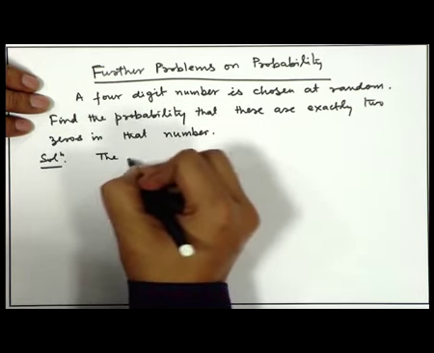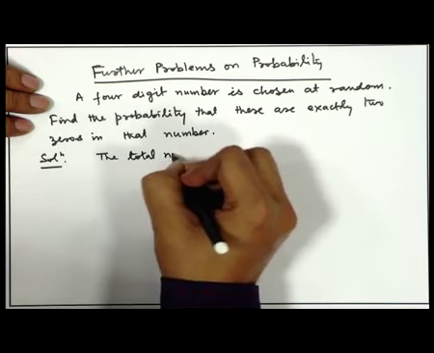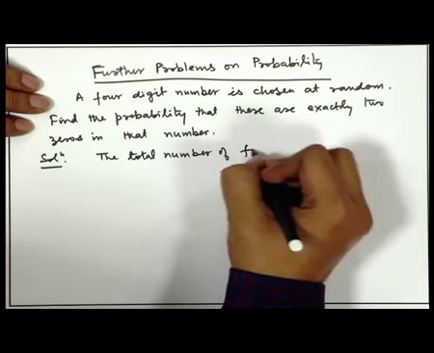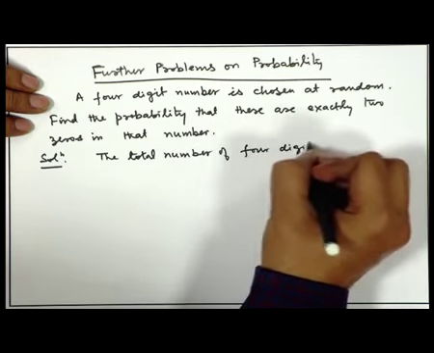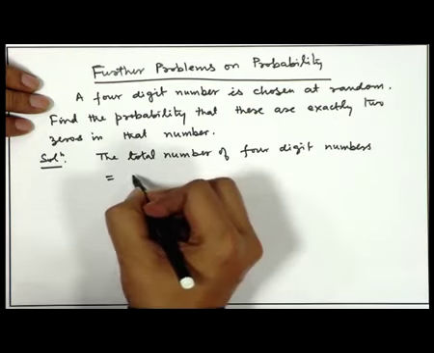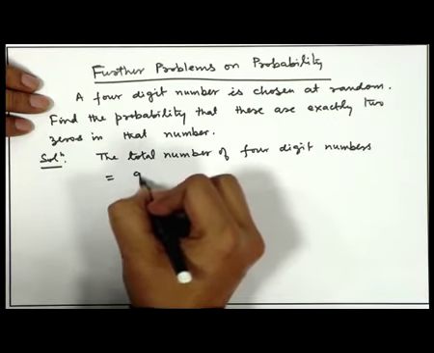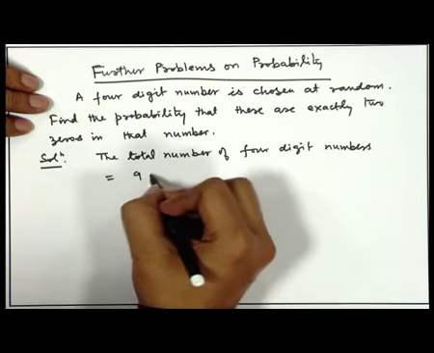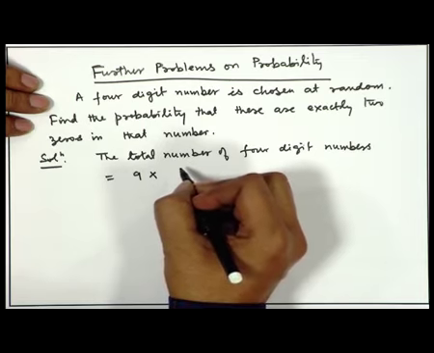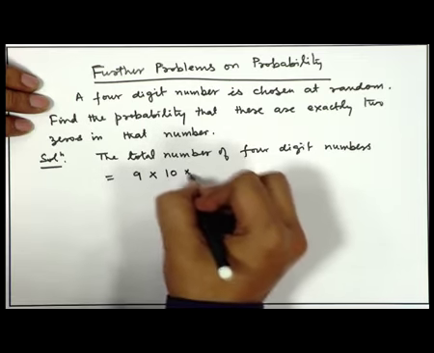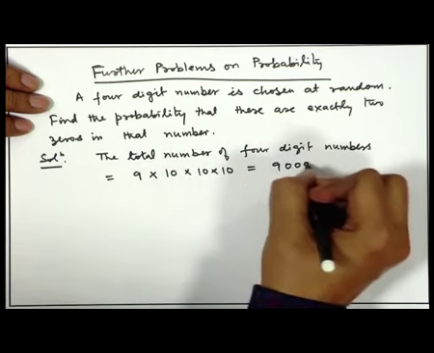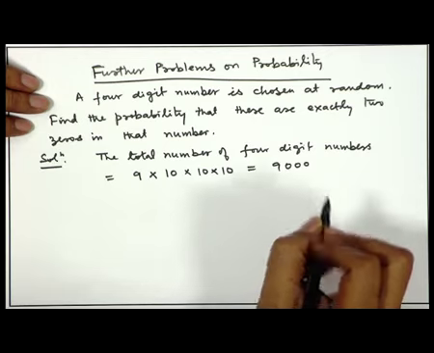Okay, so if we have to choose a 4-digit number, what is the total number of such numbers? So, the total number of 4-digit numbers: in the first place, we can have any number between 1 to 9. So, there are total 9 possibilities, and in the second, third and fourth place 0 can also be there. So, total 10 possibilities at each place. So, that is total 9,000 such cases are there.